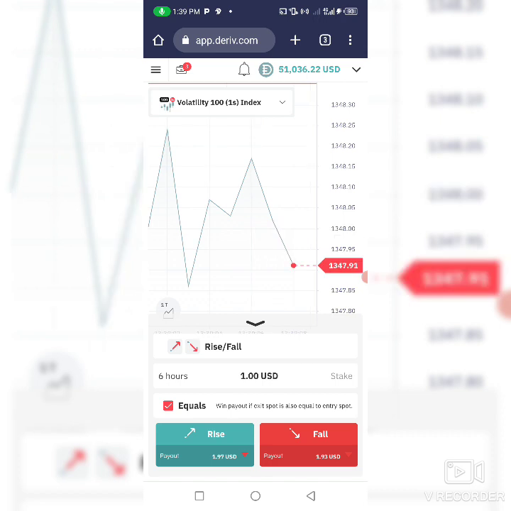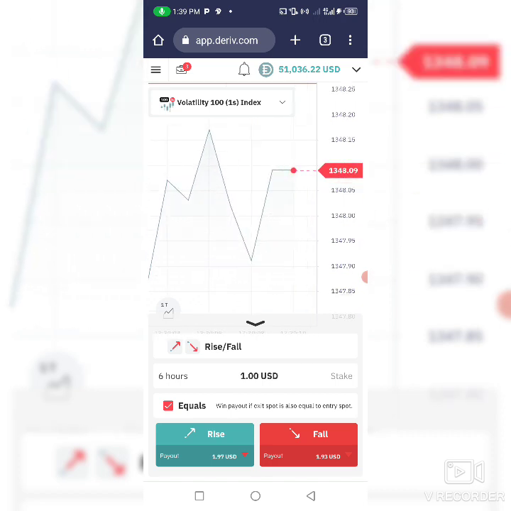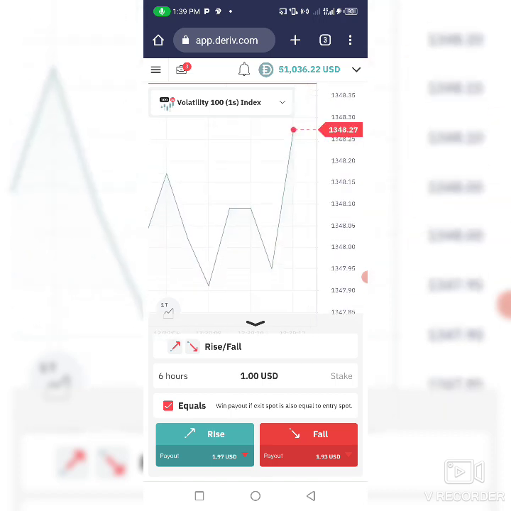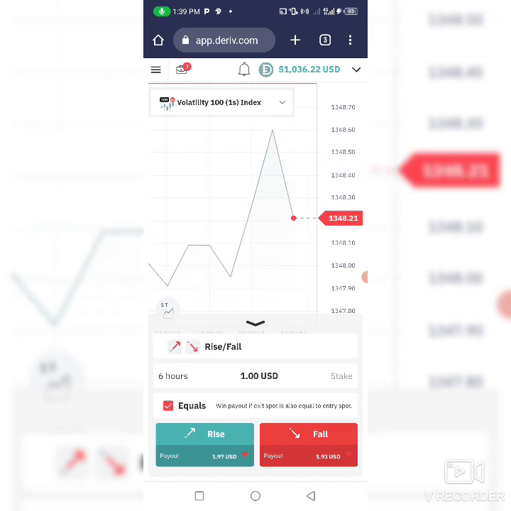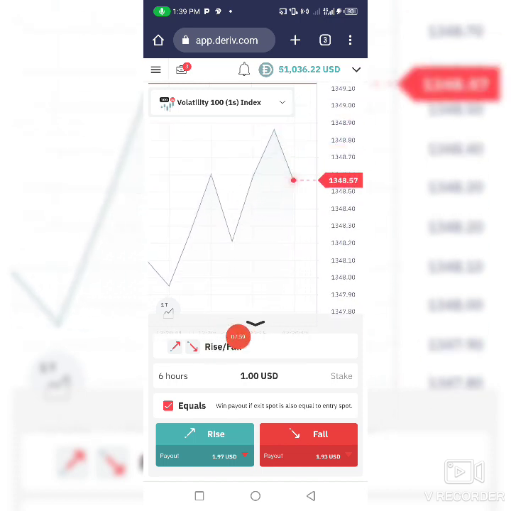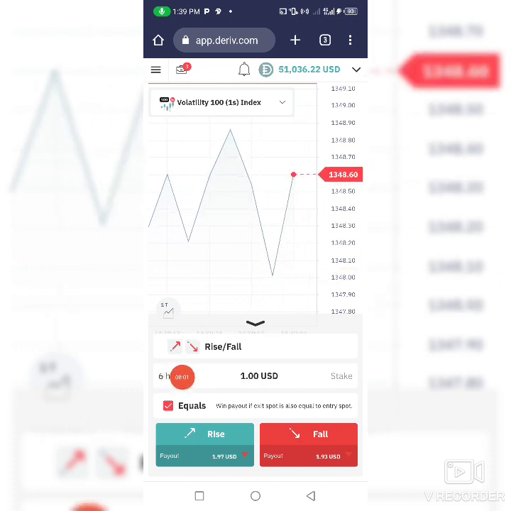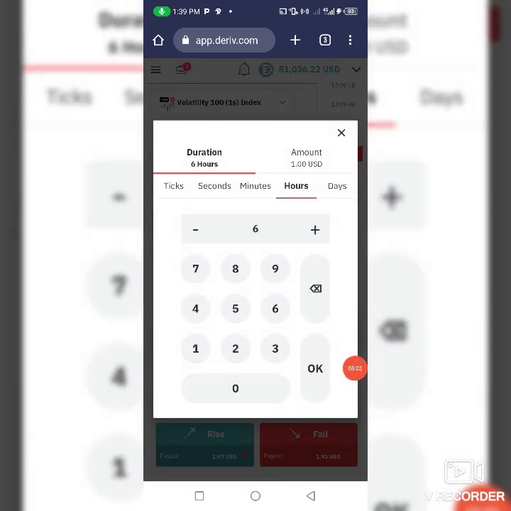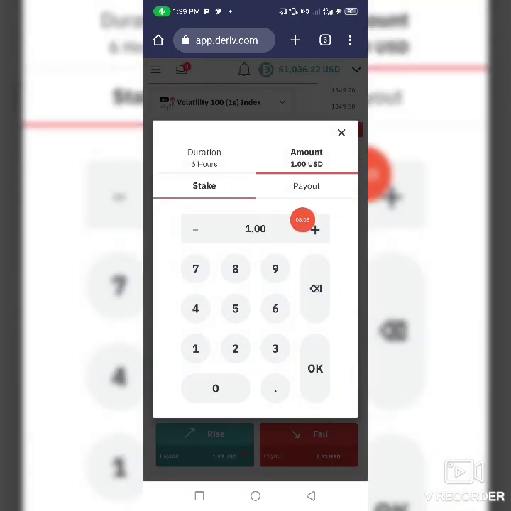Okay, you'll be asking, what am I saying? How does this thing happen? But I'm going to show you how it happens. Okay, so this is a rise market. This is a rise and fall market. Okay, this is the time where you put the time. Okay, and this is where you put the amount you want to risk.